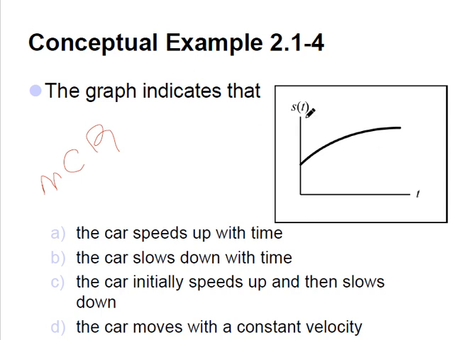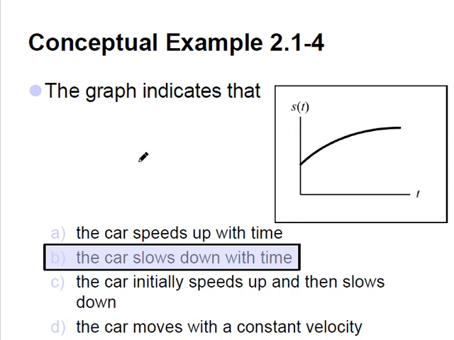So the graph indicates, what is this? We know that this is an S(t) versus t graph. So we're seeing position as a function of time, against time. The car speeds up with time. The car slows down with time. The car initially speeds up and then slows down. The car moves with a constant velocity. We gotta choose what's going on. All right, so the answer is the car slows down with time.